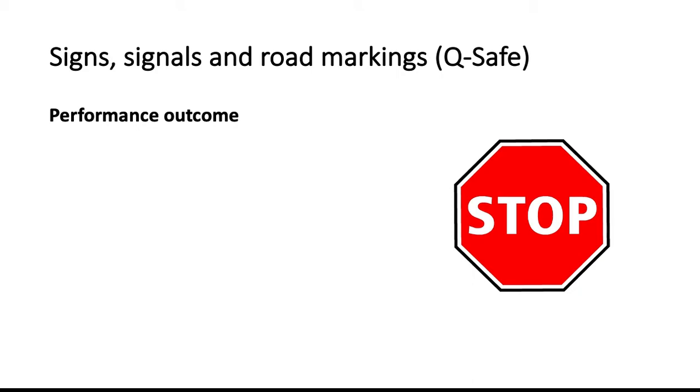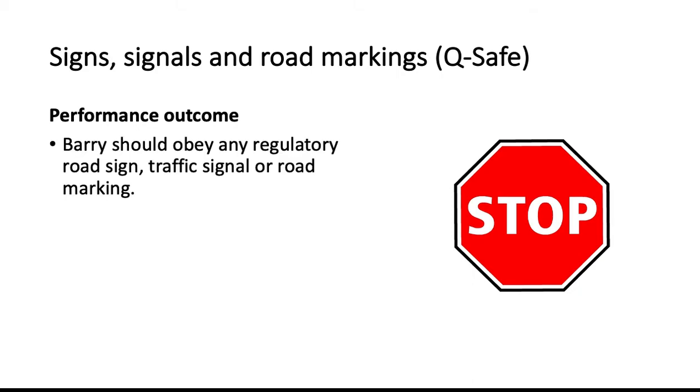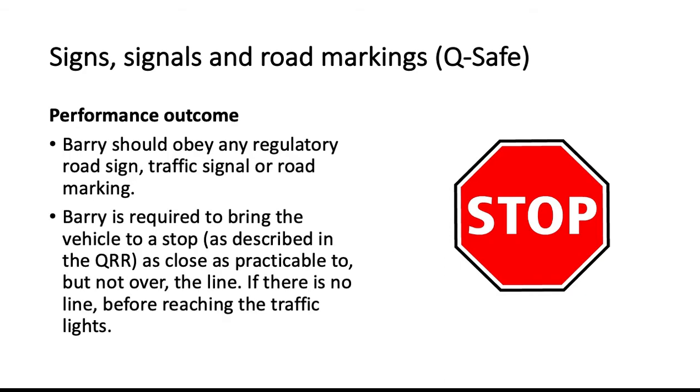Signs, signals, and road markings. Barry should obey any regulatory road sign, traffic signal, or road marking. Barry is required to bring the vehicle to a stop as described in the road rules, as close as practicable to, but not over the line, if there is no line before reaching the traffic lights.